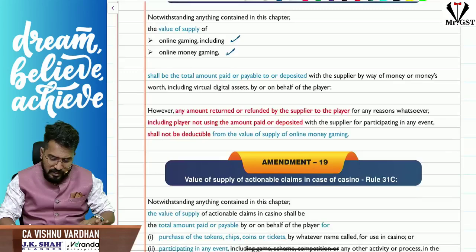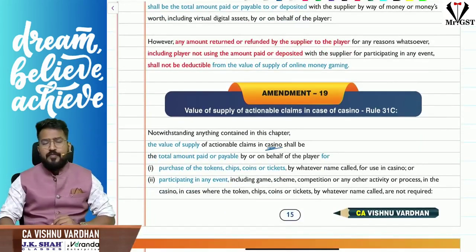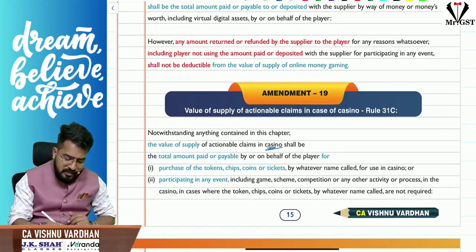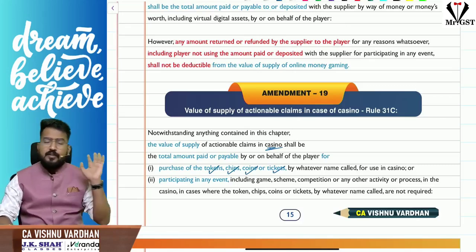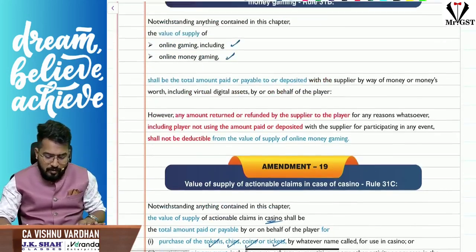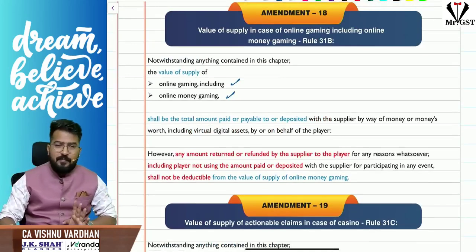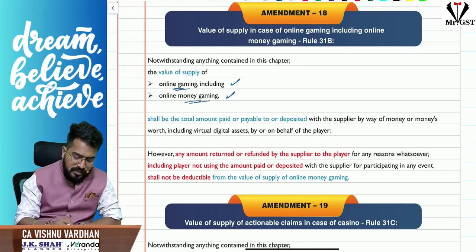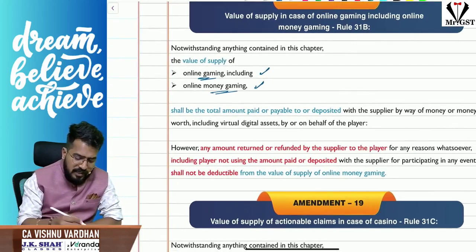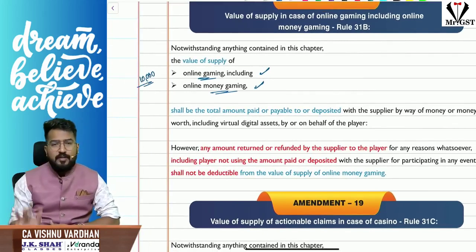Not only that, sir, the same logic, same provisions are applicable even for casinos also. In casinos you might be going and playing various games. For that you might be purchasing some tokens, chips, coins, or tickets, right? So for that, what is the value of supply? I repeat, rule 31B, 31C, different situations, but conceptually both are the same. So what is the value of supply here when you're going through online money gaming or online gaming? Sir, imagine for playing that game, you have deposited 10,000. That 10,000 will be the value of supply.